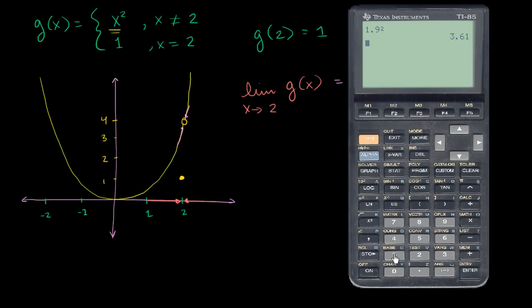Well, what if you get even closer to 2? So 1.99. And once again, let me square that. Well, now I'm at 3.96. Well, what if I do 1.999? And I square that. Now I'm getting 3.996. Notice I'm getting closer and closer and closer to our point.